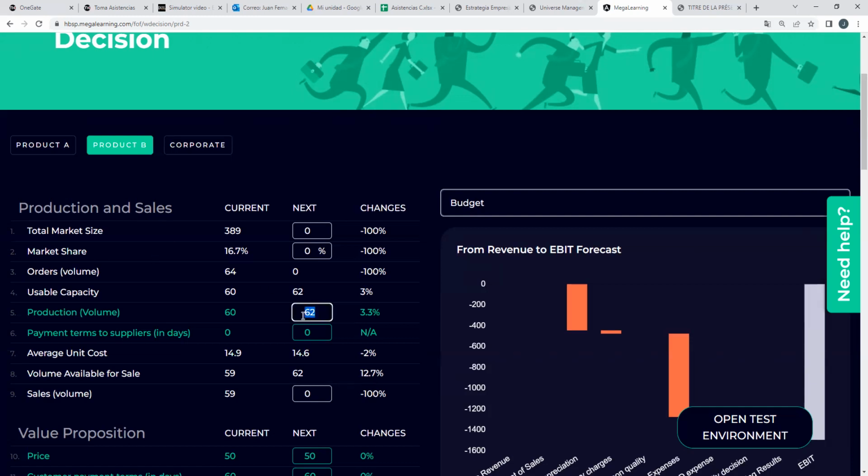Let's say that I would like to produce more, like 200 units of P. I can't, because my maximum usable capacity is 62. So this is the maximum that I can produce. If I want, I can produce less, I can produce 50, that's fine. But not more than my usable capacity. If I want to produce more, I need to invest prior in facility investment.